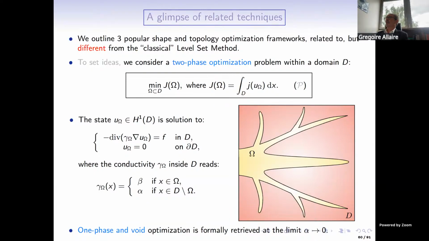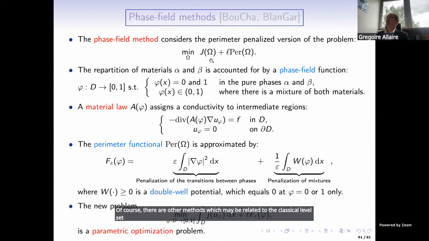Of course, there are other methods which may be related to the classical level set optimization. And one which is very popular is the so-called phase field method, which is similar in some sense, because you also have a function phi that takes value between 0 and 1.